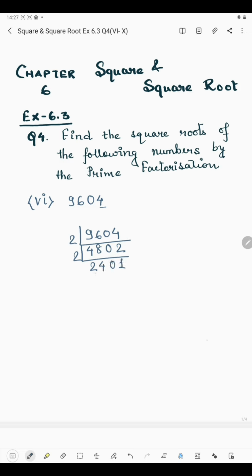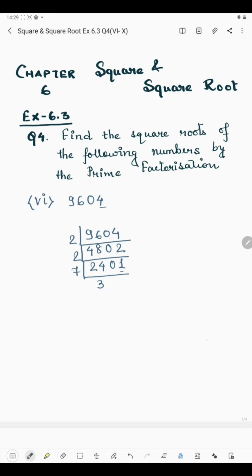So here this cannot be further divisible by 2. Why? Because the last digit is 1. Now at first we'll check whether it is divisible by 3 or not. If you find the sum of the digits, 2 plus 4 is 6, 6 plus 1 is 7. That means it cannot be divisible by 3. Now we will take 7. 7 3s are 21, 4 7s are 28, 7 3s are 21. That means it will be divisible by 7.